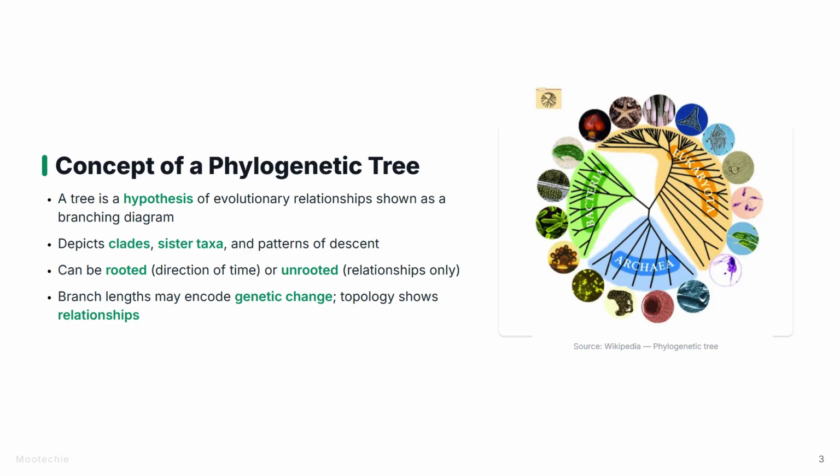It can be rooted, showing the direction of time, or unrooted, showing only relationships. A rooted tree points back to a common ancestor, while an unrooted one just maps who is related to whom. Branch lengths may encode genetic change, topology shows relationships. Longer branches can mean more genetic differences, while the pattern of branches shows who split from whom. This visual tool is essential for understanding life's history.